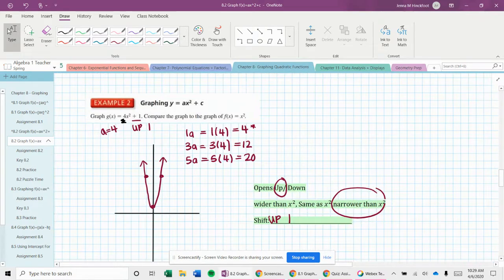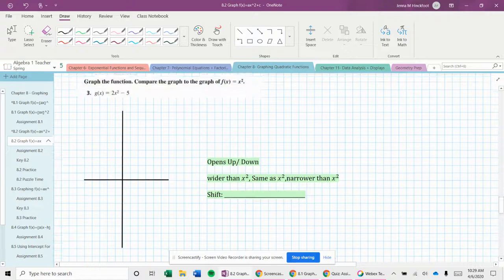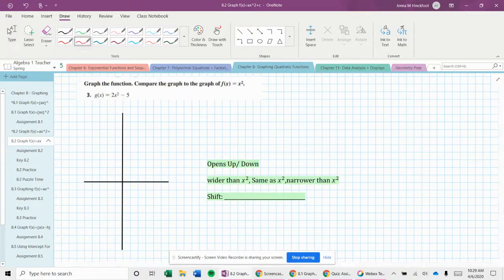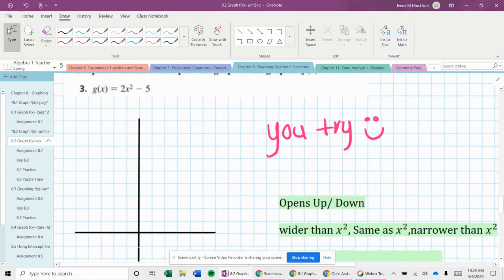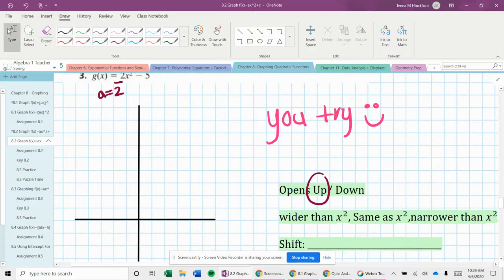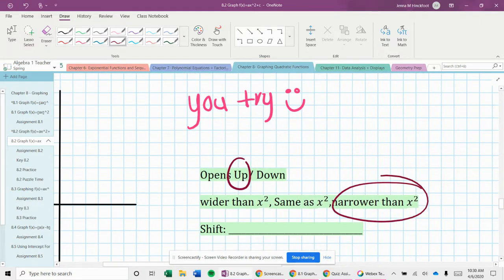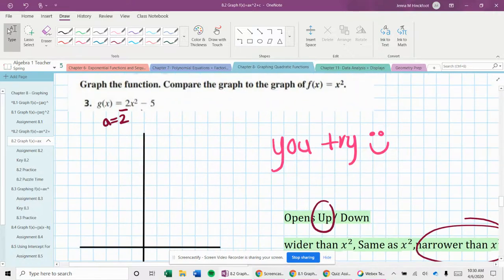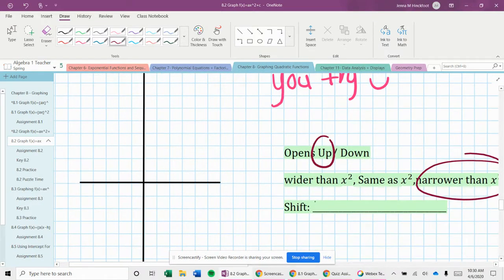Good. Okay, try one of those. This is your last question. So we're going to answer those questions, and if you want to try graphing it, go for it. Okay, so let's answer these questions. Your a is 2, so because it's positive, it opens up. And a is 2, which is a whole number, so it's narrower than x squared. Negative 5 means you're shifting down 5.